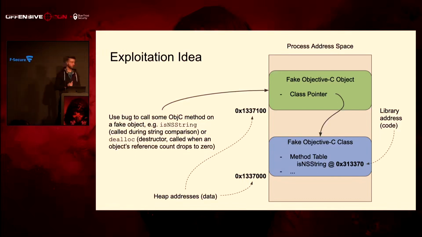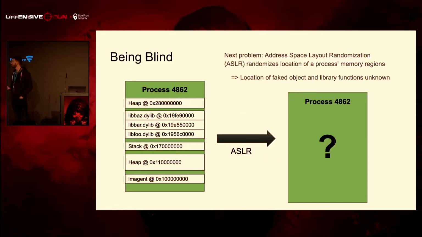In particular, I think it will call something like isNSString on this thing, and so what you would have to do is fake an Objective-C object, have a class pointer that points to a fake Objective-C class, and then that Objective-C class has the function pointers, and those will be called. So once you have control over that, you can get code execution.